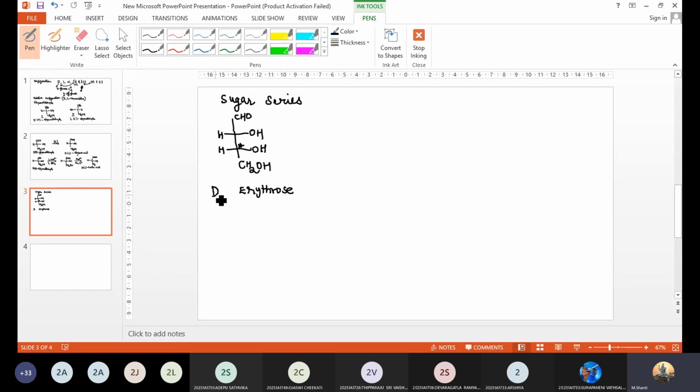So you just have to write this as D-erythrose, and here you can forget about the sign, because it's beyond your limit. You can confirm it only by the polarimeter experiment. So you can just give D-erythrose. Reported molecules. Therefore, I am writing.